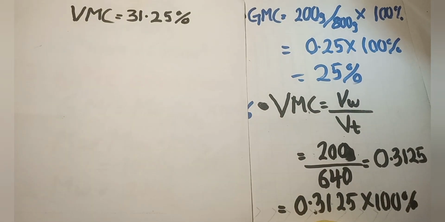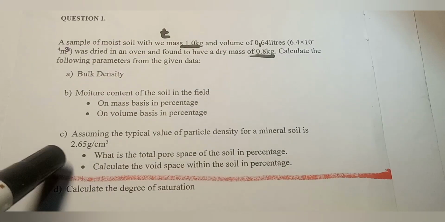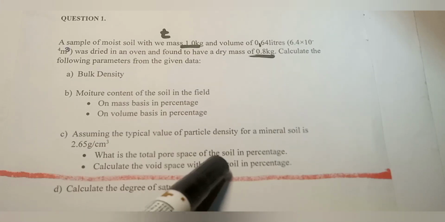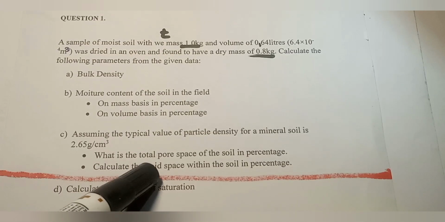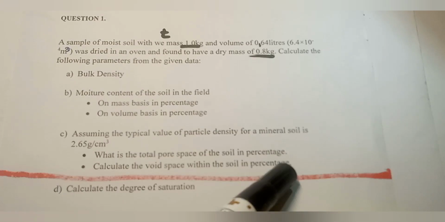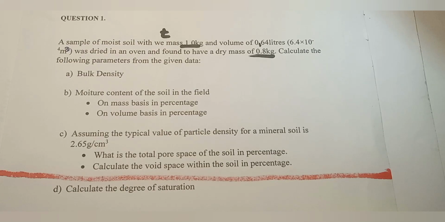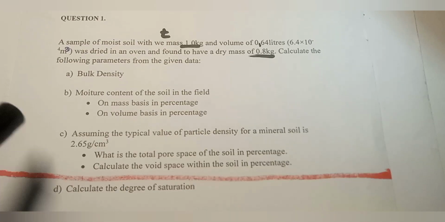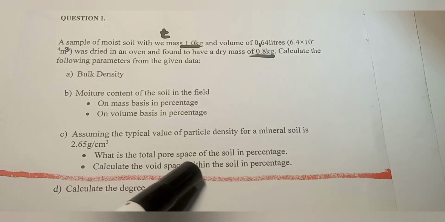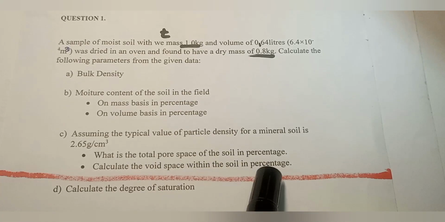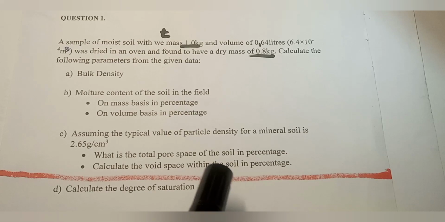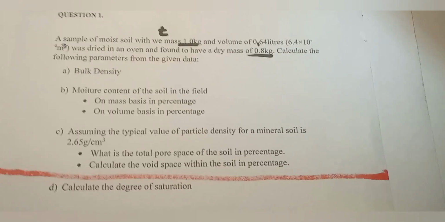So that is how to get the volumetric and gravimetric moisture content per centimeter cube. Calculate the total pore space of the soil in percentage, and also calculate the void space within the soil in percentage. In this video, I'm going to be solving the void space. I'm going to be calculating the void space within the soil in percentage first. Now let's proceed with our calculation.